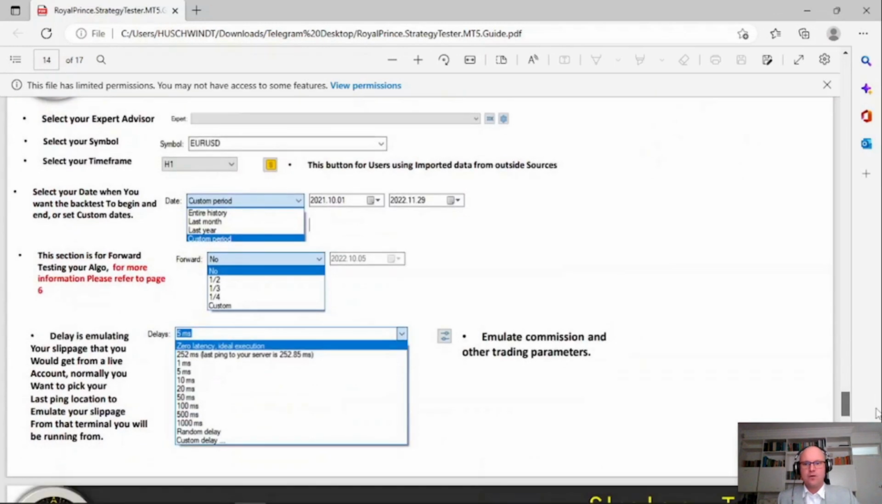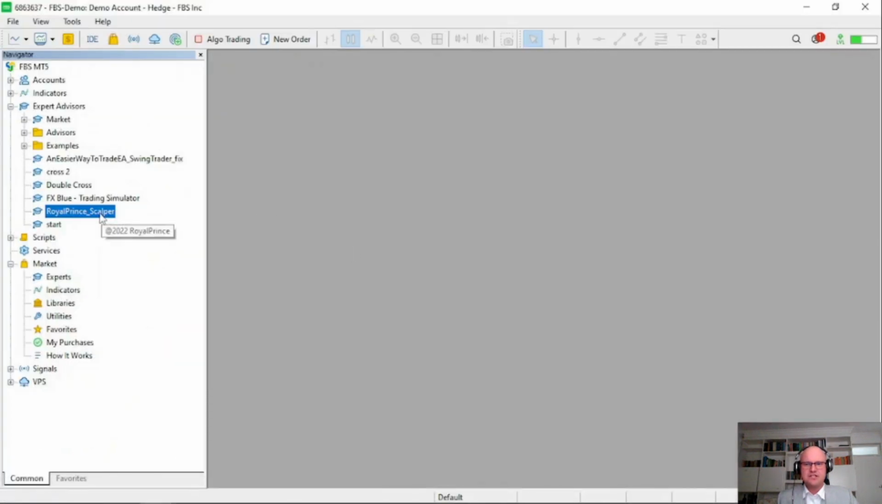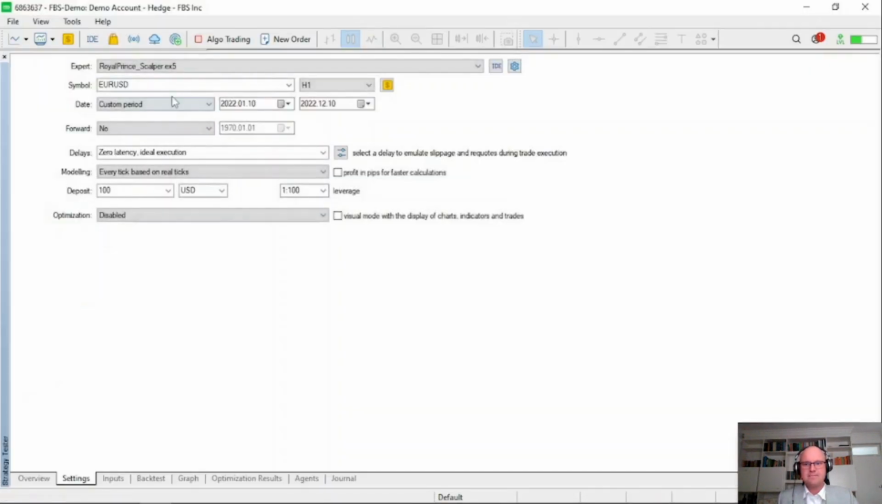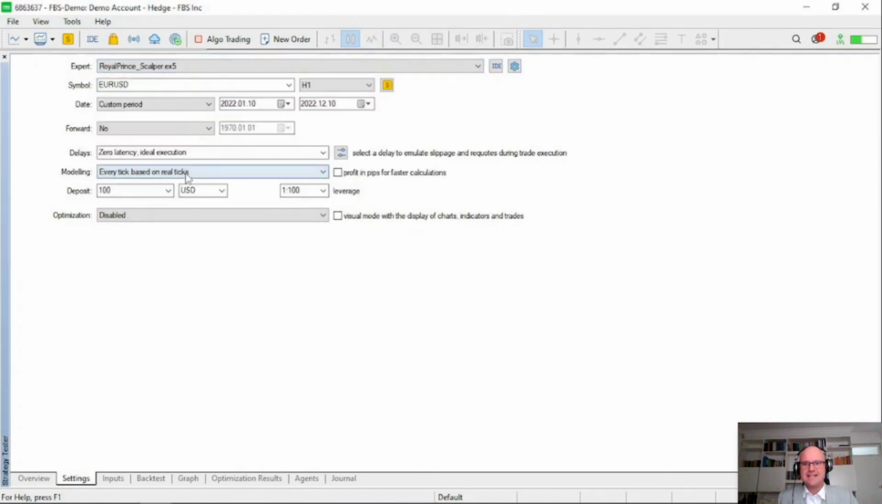So let's take a look at what is the recommended time frame and symbol. You'll see the recommended symbol is the EURUSD and the H1 time frame. I will be testing my own custom period and a zero latency setting. So to test the bot on MT5, simply press test and select the bot that you'll be testing.